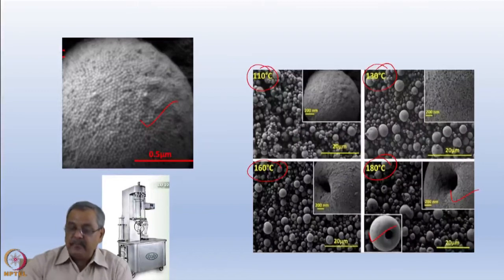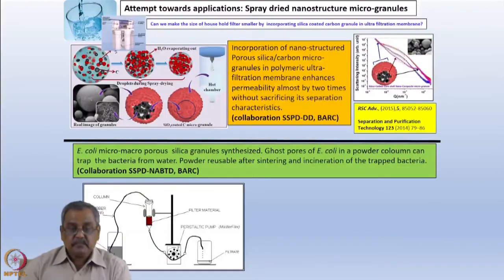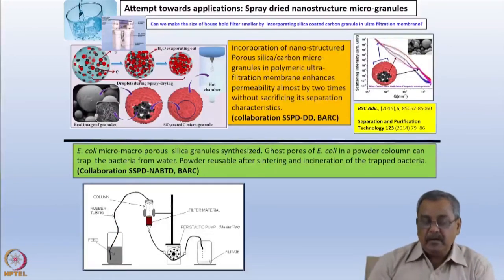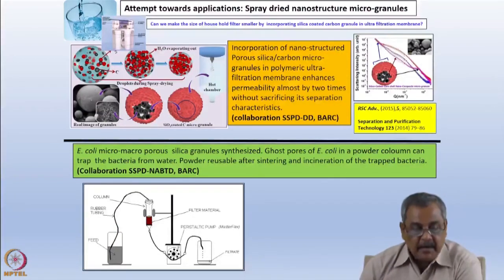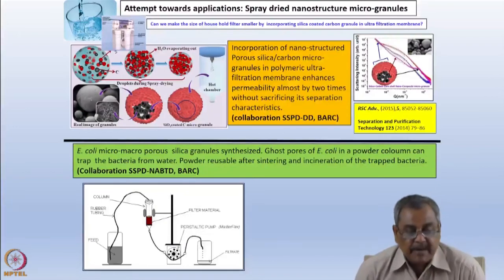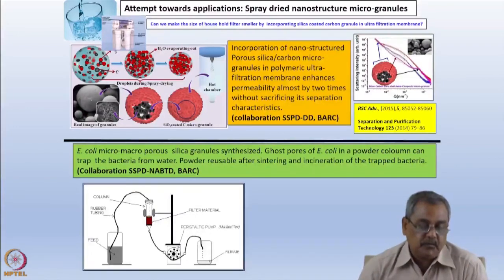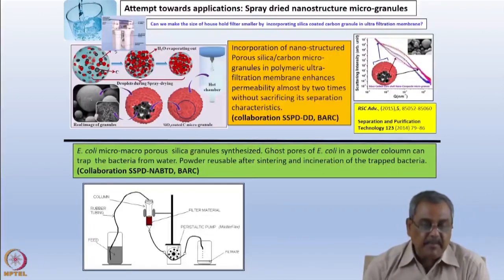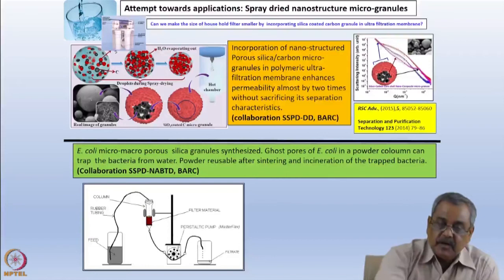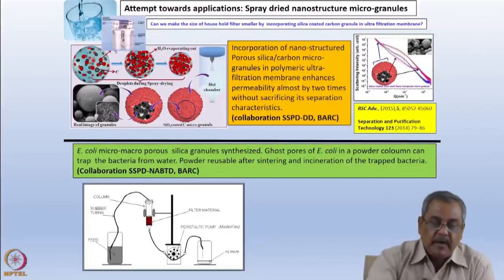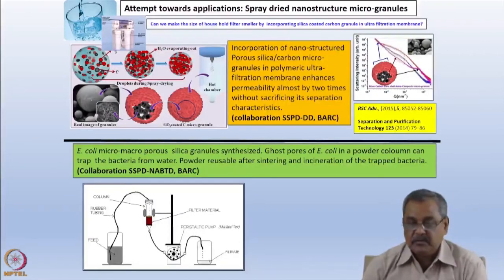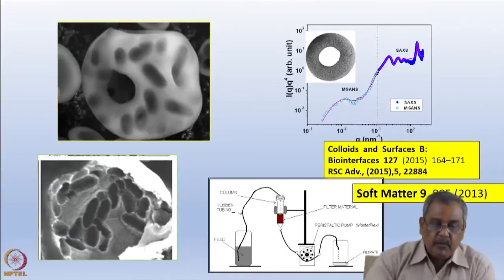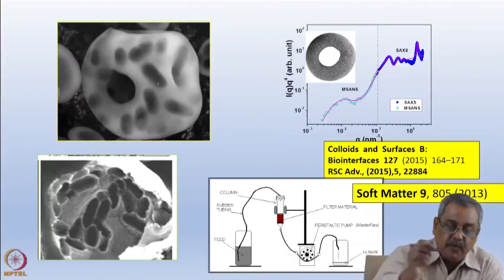And that makes a very interesting thing. While we were drying in the spray dryer, we added E. coli bacteria, which you know can cause stomach upset, in the solution. So what happens when these structures form? They also accommodated the E. coli in their structures. And then you can see the structures form on drying.